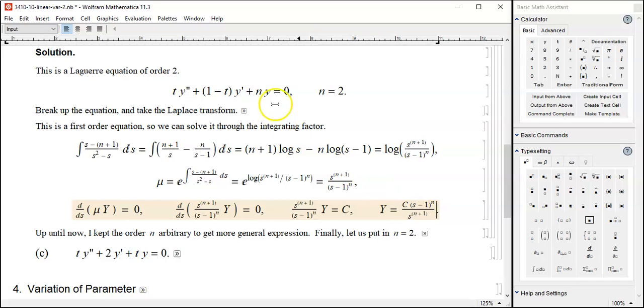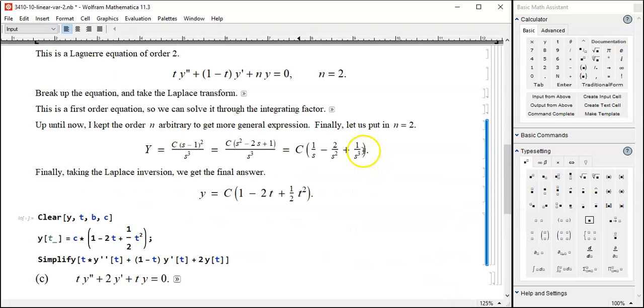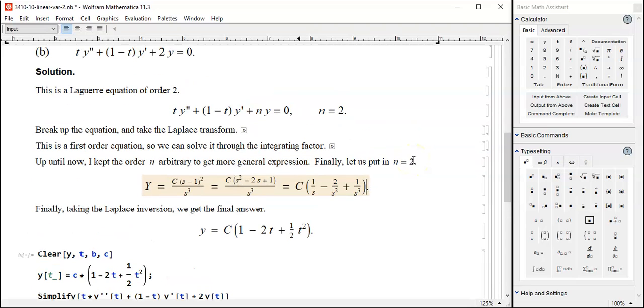I cannot keep this arbitrary order anymore, so let's keep it simple, n equals 2 right here. Up to here, having arbitrary order of Lagrange equation versus Lagrange equation order 2 made little or no difference, but from here it'll make a big difference. So put n equals 2 and decompose by partial fraction. Now that's what we get: s minus 1 quantity squared over s cubed. Take the complete square, and this one didn't even require a computer algebra system. Most of the time, decomposition by partial fraction requires some computer algebra system because it can be really horrendous, but not in this case. It was easy.